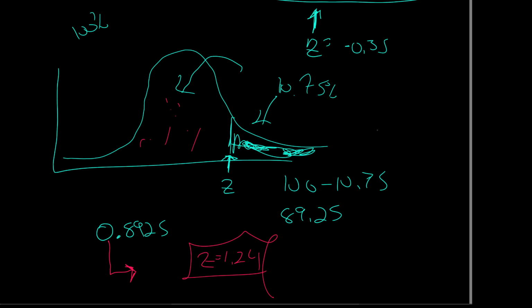Now, in our technology, the command we're going to use in Excel is the inverse. And so we could find the normal dot inverse of the percentage we want. And then we have 0 for our mean and 1 for our standard deviation. And what that does is we're working on something that we're calling the standard normal.